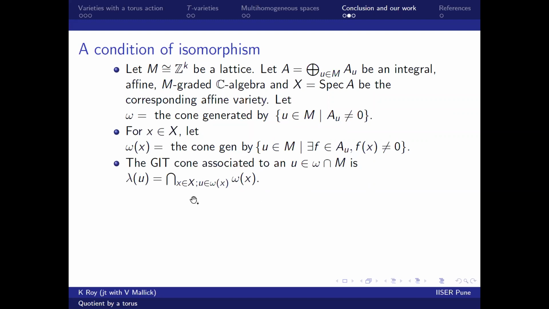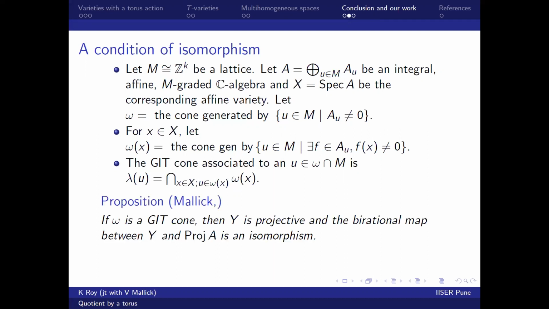And these weight cones fit in a nice setting. These weight cones give us GIT cones, which are defined like this. So you have a point, and if you have a homogeneous section at U, you take the weight cone of X, and this overall intersection gives you the GIT cones, and these cones fit in a fan. So all the cones constitute a fan.